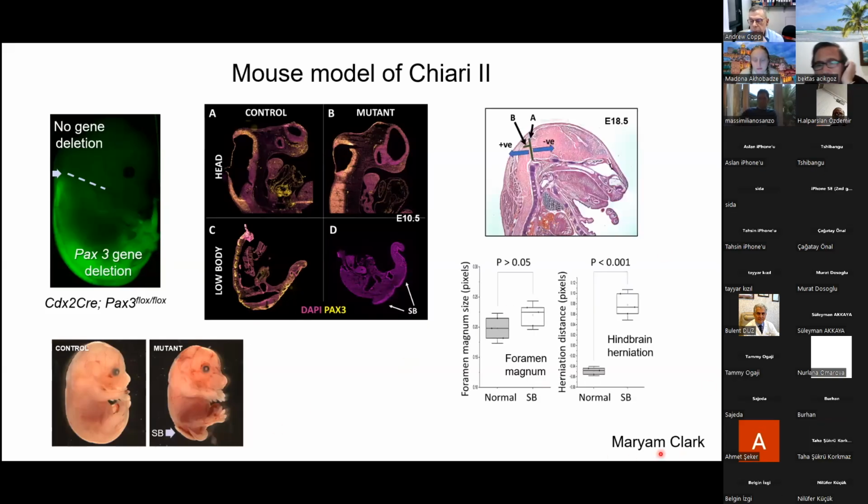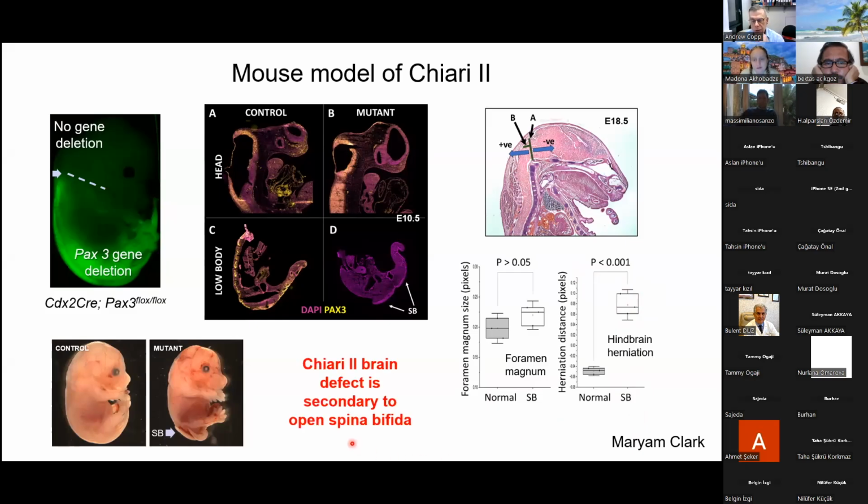And then Mariam, who's a postdoc in my group, has started to do an analysis of brain structure. The first thing she did was to look at just before birth to see, first of all, the region of exit from the skull, which we've called the foramen magnum. It's a very immature form of that at this stage, but she sees no significant difference between the mutants with spina bifida and the wild types. But when she looks at the degree of herniation, she sees a large increase in herniation in the case of the mutants.